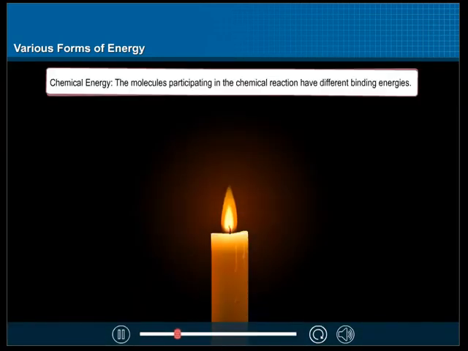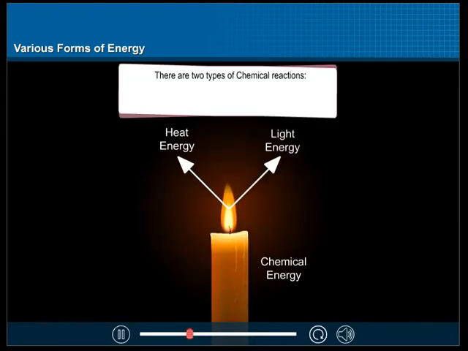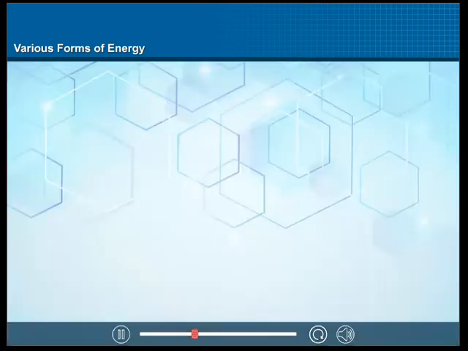Chemical energy. It arises from the fact that the molecules participating in the chemical reaction have different binding energies. For example, a burning candle changes chemical energy into heat and light energy. There are two types of chemical reactions, exothermic reaction and endothermic reaction.